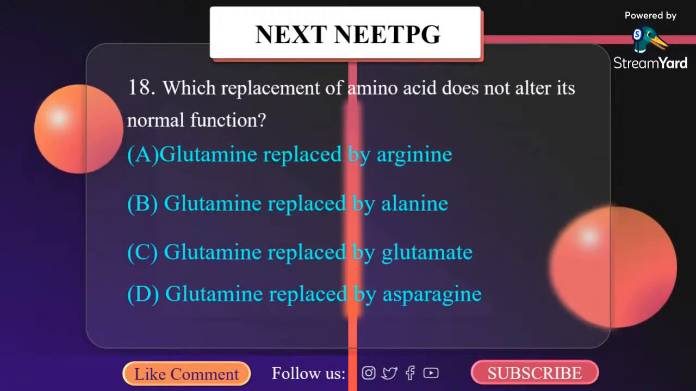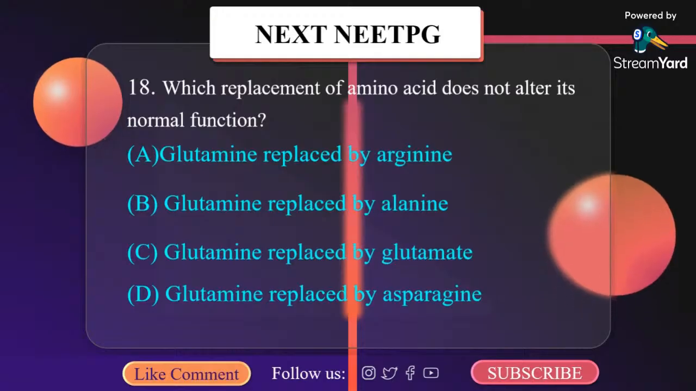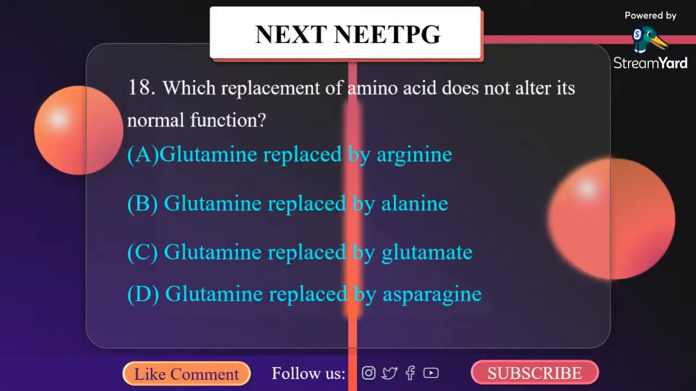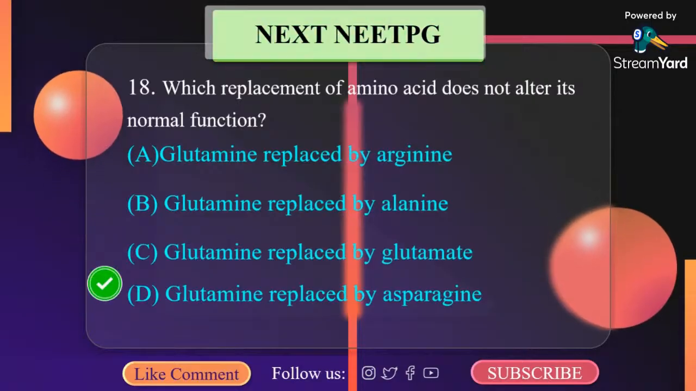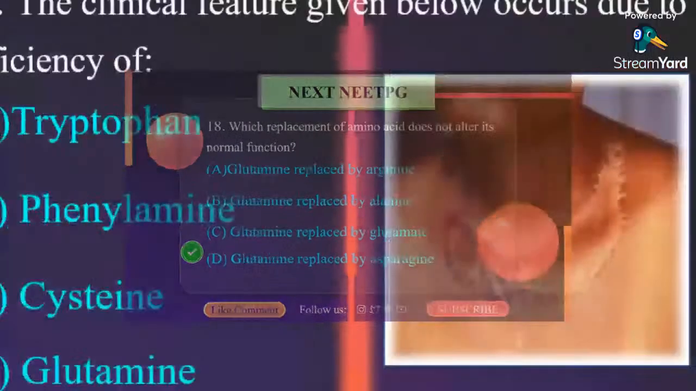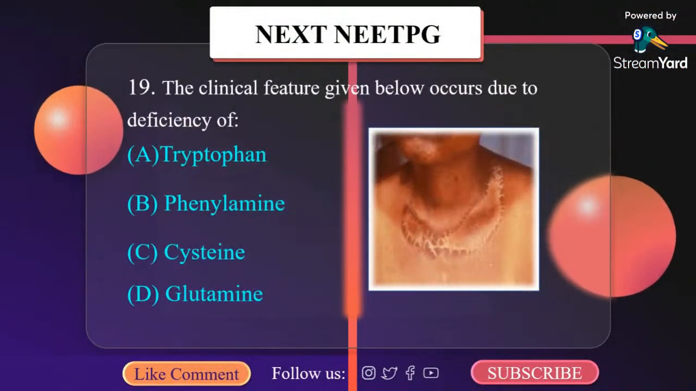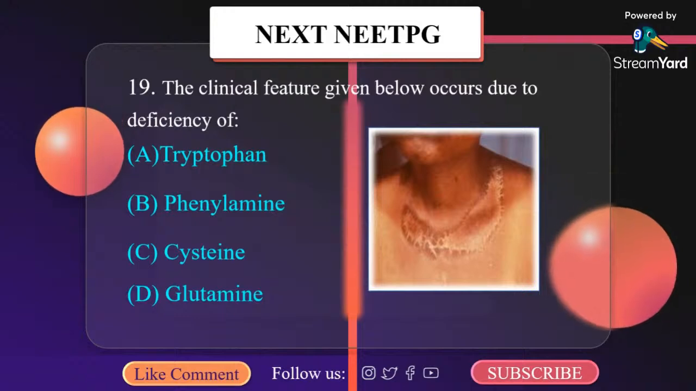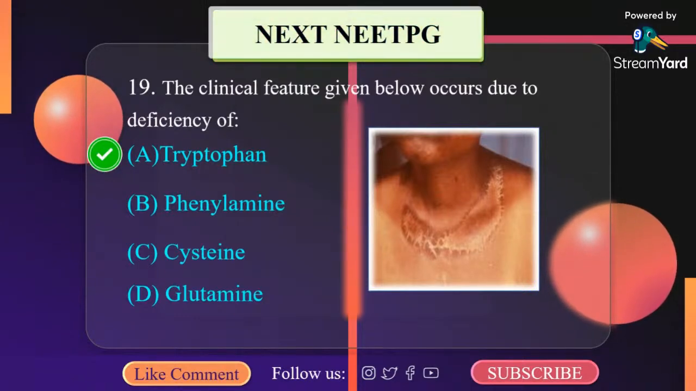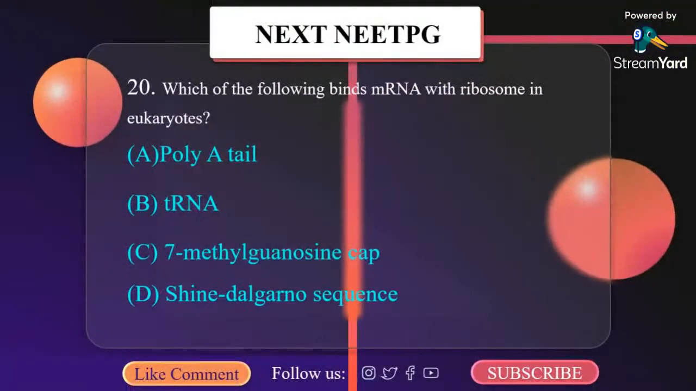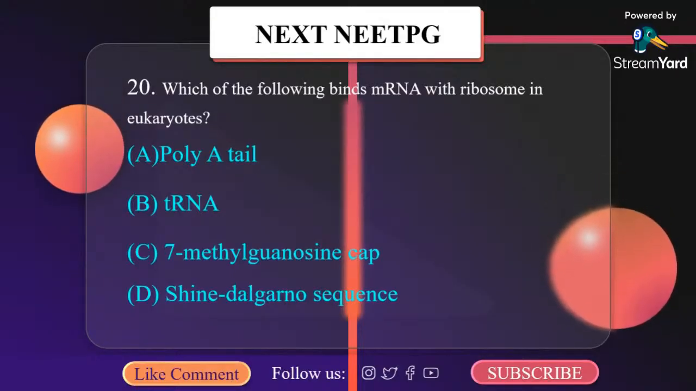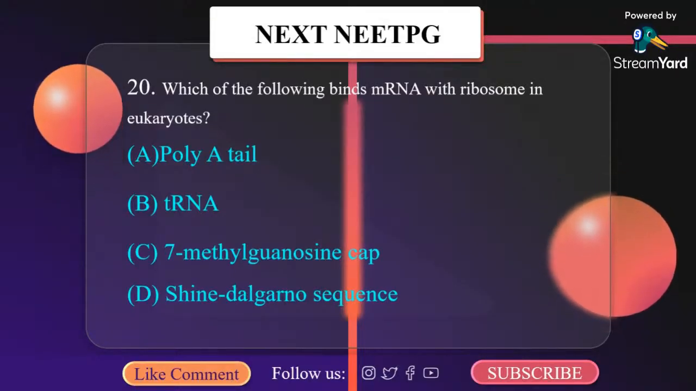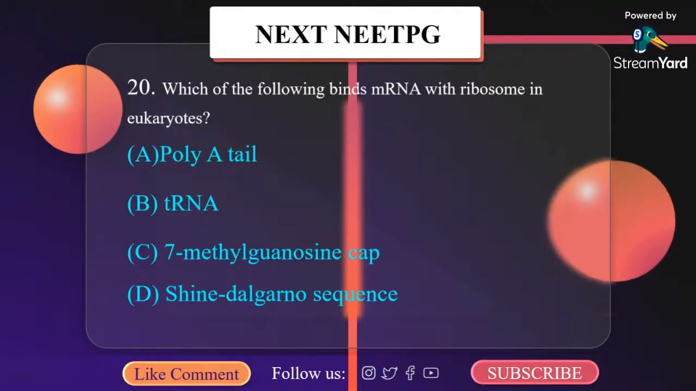Which replacement of amino acid does not alter its normal function? Glutamine replaced by asparagine. The clinical feature given below occurs due to deficiency of tryptophan, phenylalanine, cysteine, glutamine. It is tryptophan. Which of the following binds mRNA with ribosome in eukaryotes? Poly-A tail, tRNA, 7-methylguanosine cap, Shine-Dalgarno sequence. It is 7-methylguanosine cap.